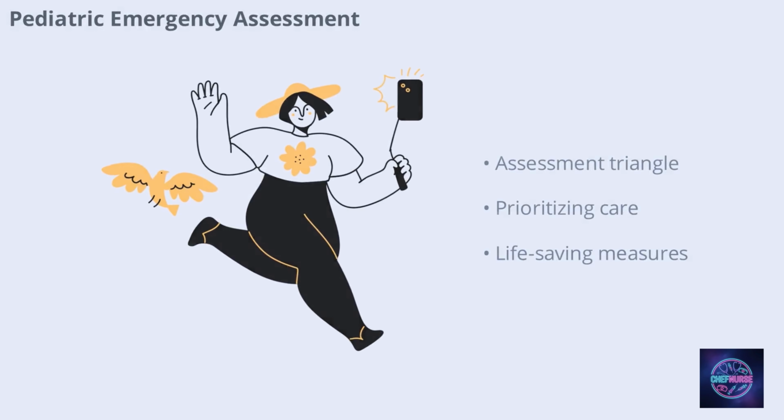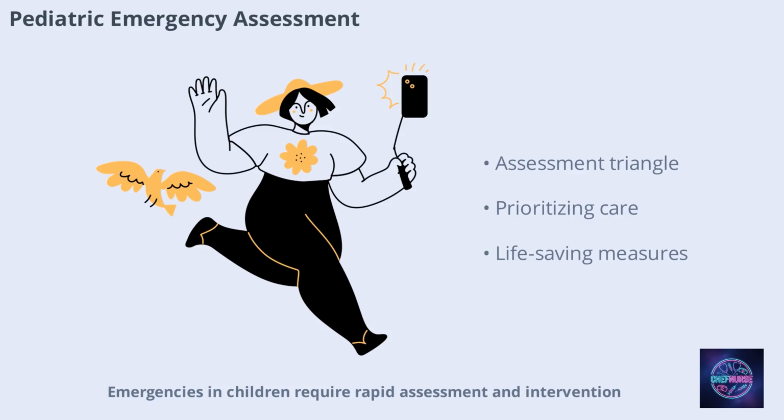Emergencies in children require rapid assessment and intervention. The NCLEX may ask about the pediatric assessment triangle: appearance, work of breathing, and circulation. Knowing how to prioritize care and initiate life-saving measures is essential. Practicing these skills ensures you can respond effectively in real-life situations.